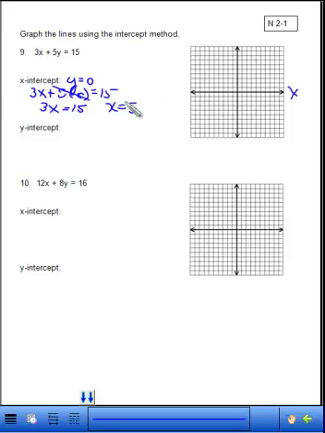And so the x-intercept, the actual point is at (5, 0). So we plot that point. 1, 2, 3, 4, 5.